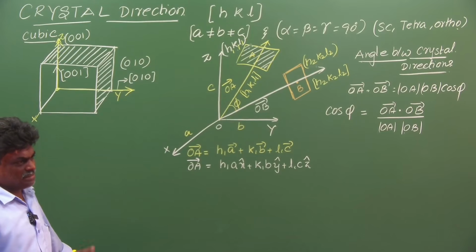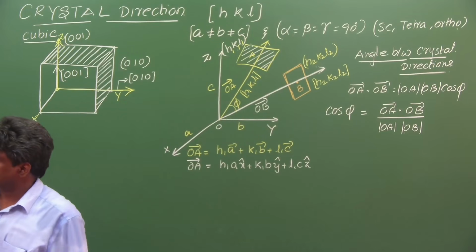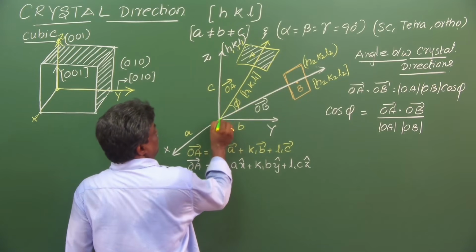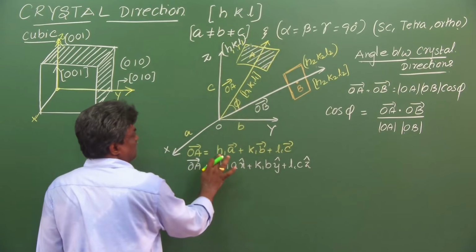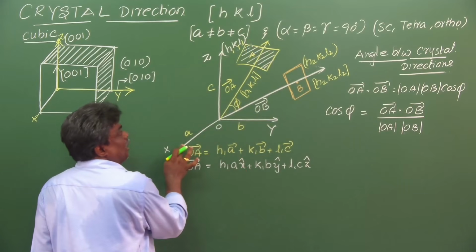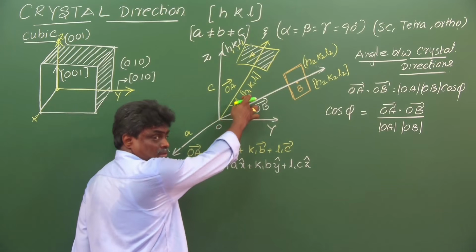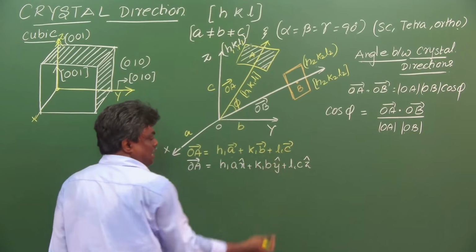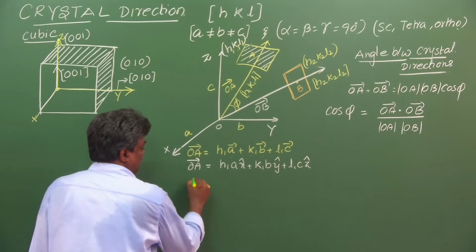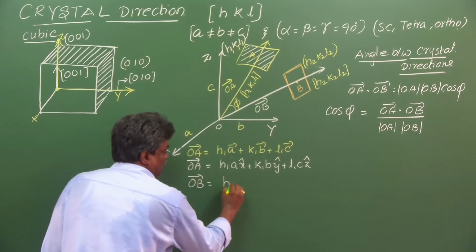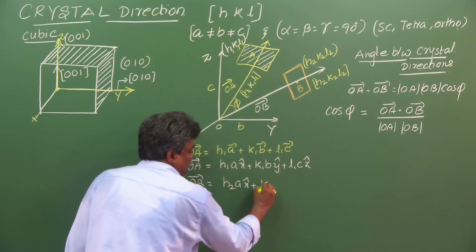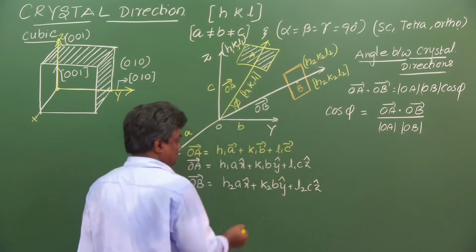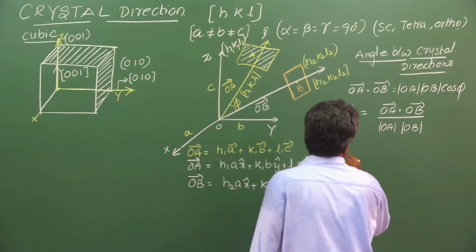You are saying intercepts, I think. No, that is different. This is just the line joining. We want this line, this vector. This vector is H1 A bar, that means along the x-axis, the Miller index is H1. So H1 A bar, K1 B bar plus L1 C bar. Similarly, OB bar equals H2 A x cap plus K2 B y cap plus L2 C z cap. And finally we got cos phi.